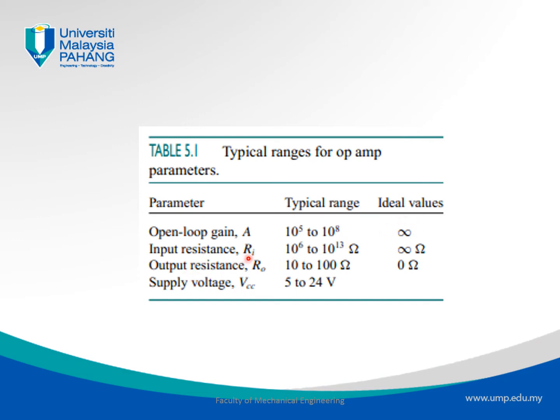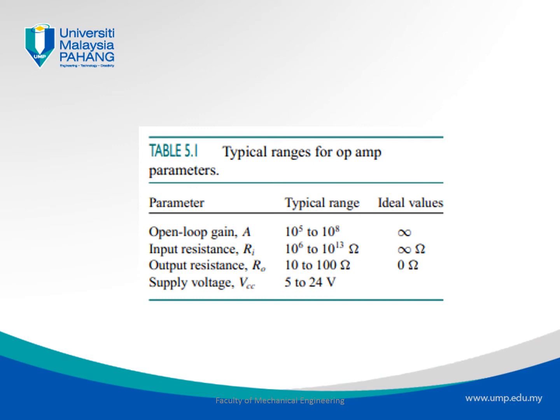As for the input resistance, it is also very high, ranging from 10^6 to 10^13 ohm. As for output resistance, it's not really 0. It's around 10 to 100 ohm, which is very small. The supply voltage is not a characteristic of ideal amplifiers. It depends on the construction of the IC, the operational amplifier. It ranges from +5, -5 volts to +24, -24 volts. This is the supply voltage that we need to give to the op amp.